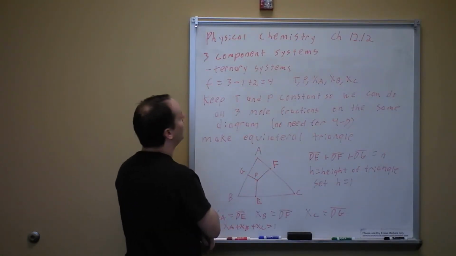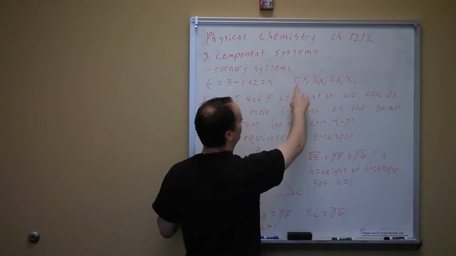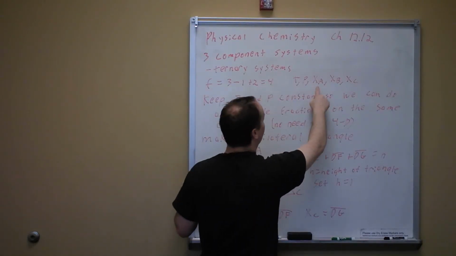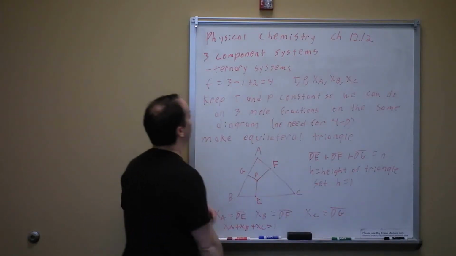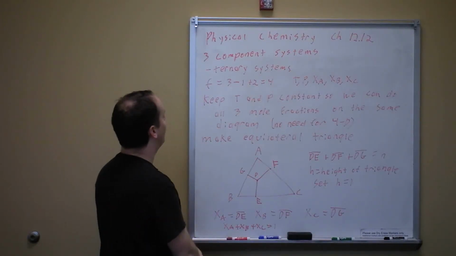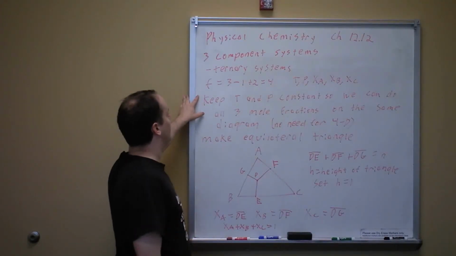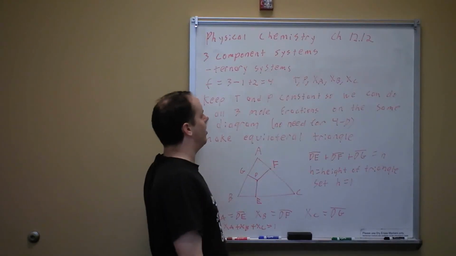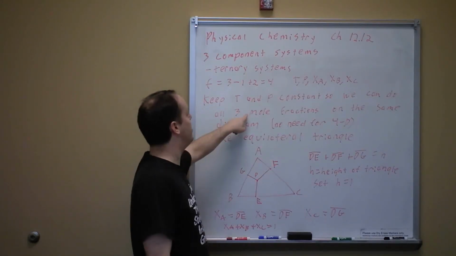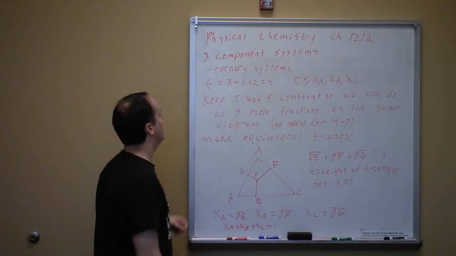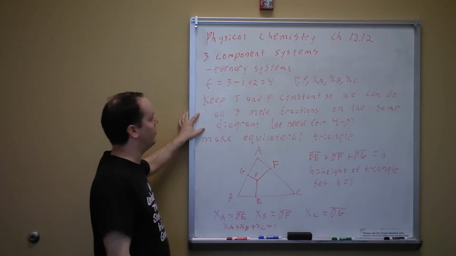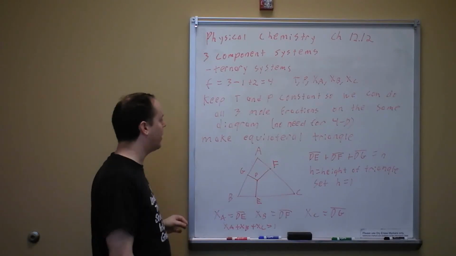So even if they're all in one phase, out of all these variables, temperature, pressure, mole fraction A, mole fraction B, etc., we have to use 4 of those to completely describe our system. Now what we're going to do is keep temperature and pressure constant so that we can graph all 3 mole fractions on the same diagram. That way we can draw a 2-dimensional diagram instead of having to figure out how to do a 4-dimensional diagram.